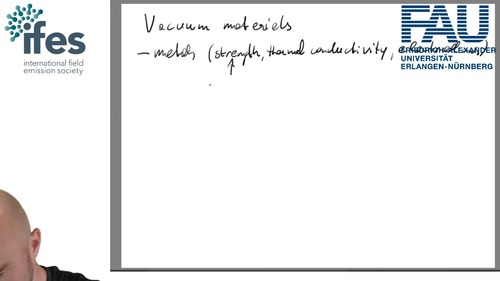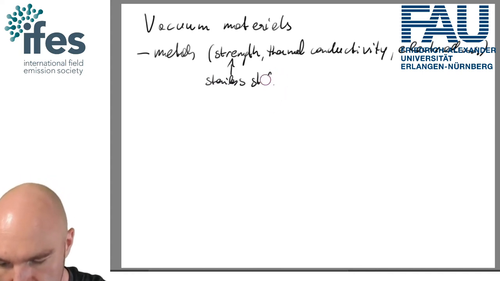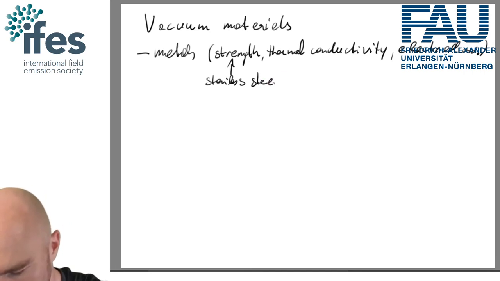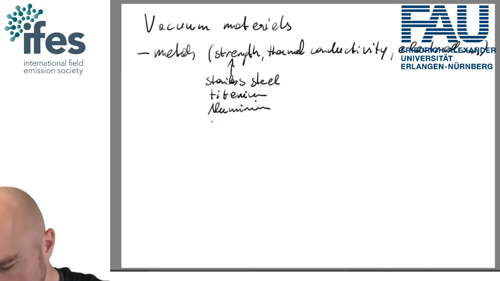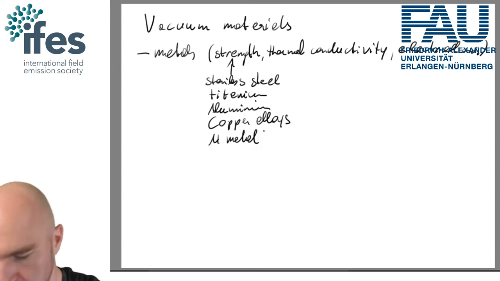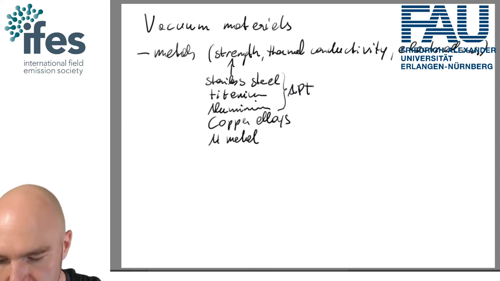For strength, we use stainless steel. And this is mostly due to the fact that it's just easy to make stuff out of stainless steel, okay? But we can also use titanium. We can use aluminium, and we use various copper alloys. And mu metal is also pretty popular. And they all have different properties for different experiments. For APT, I guess for us, the only things that are ever going to be important are going to be stainless steel, titanium, and aluminium.